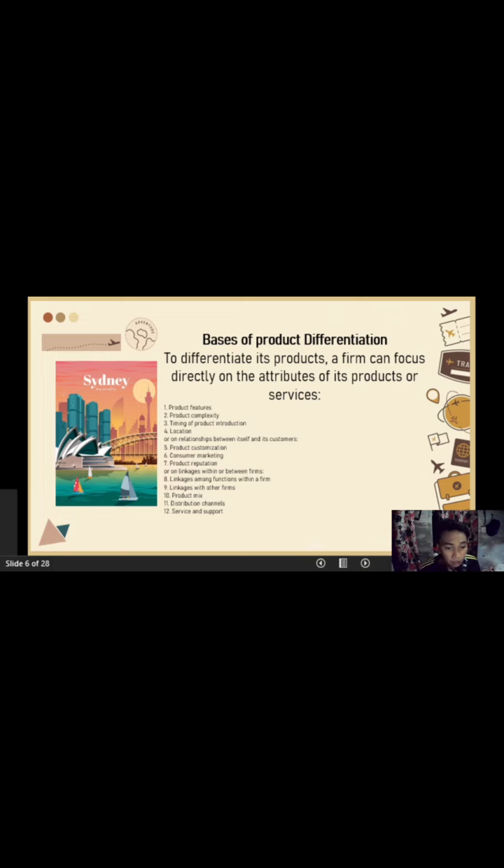And lastly, service and support. Finally, products have been differentiated by the level of service and support associated with them. Magbigay tayo ng example. Some personal computer firms have very low levels of service provided by independent services dealers. So, yan po yung isa sa example sa service and support. So, that is my topic for this evening.